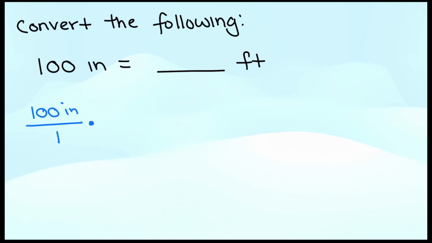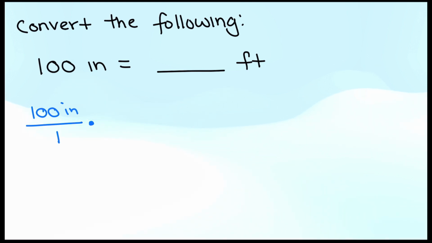So I'm going to start by writing down the number that was given to me as a fraction over 1. So 100 inches over 1. And I'm going to include the units. I'm going to include that inches when I write down that number. Then I'm going to multiply by a conversion factor, and I'm going to keep track of the units to help me figure out exactly how to write down my conversion factor.